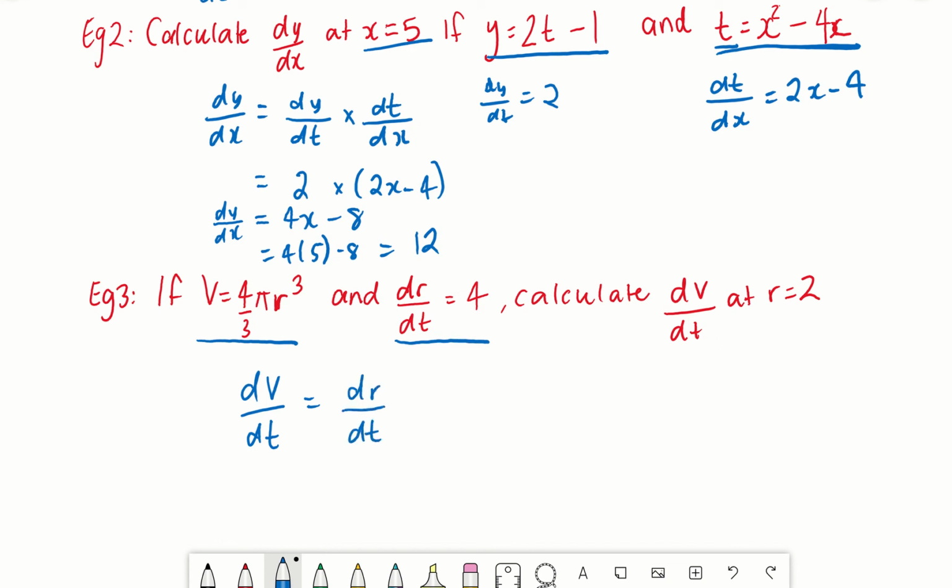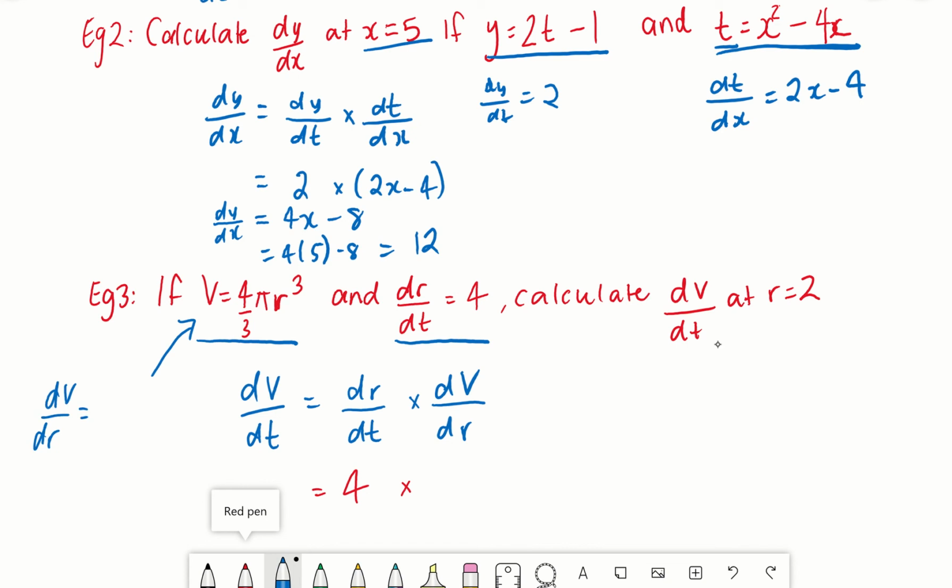Now think, okay, what do I need to be multiplying by? Well, I need to get rid of the dr, so another dr under here, and dv. Because if I check, that will cancel with that, which gives me dv on dt, which is what they want. So now let's fill everything in. Well, dr dt is just 4. They told me that in the question. And dv on dr, well, that's what I need to calculate by differentiating that.